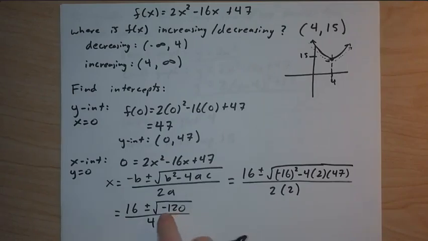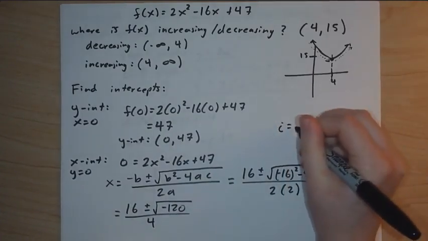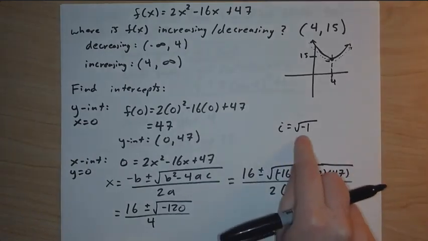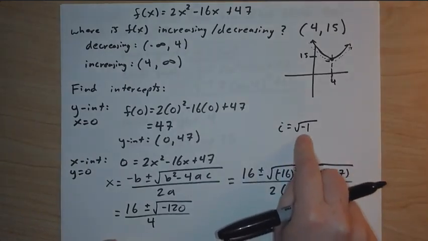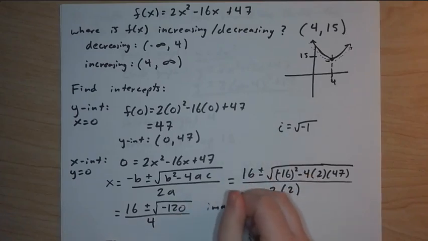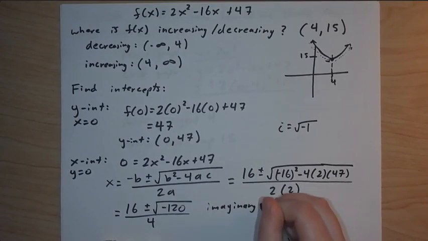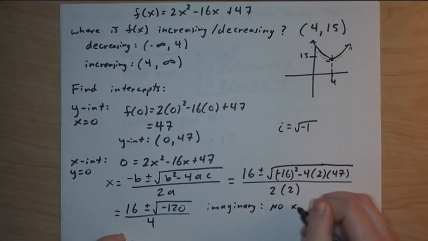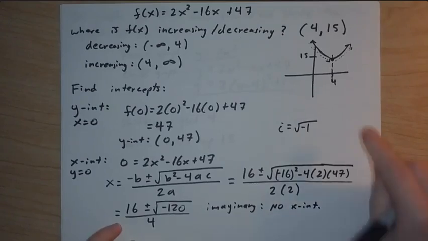And we immediately notice that we have a negative in our square root. If you remember, I'll write it over here, i is equal to the square root of negative 1. Any negative in a square root can be rewritten using i. Anything that is negative in a square root is an imaginary number. So because we have a negative square root here, we know that our x-intercepts are imaginary. We could rewrite this using i. And if our x-intercepts are imaginary, that means that we don't actually have x-intercepts. So no x-intercepts.